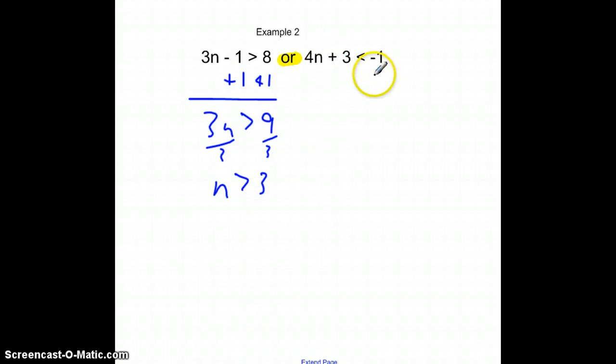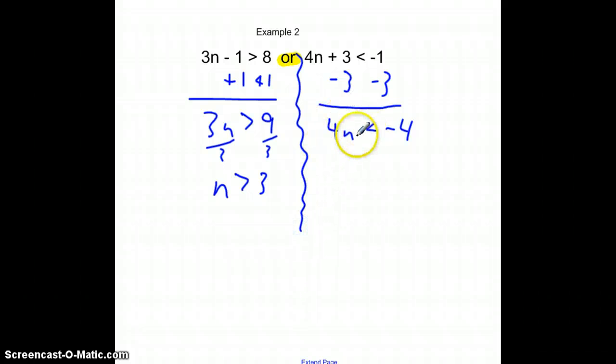Or we could have this one over here. Plus 1. Oh, sorry, I'm rushing here. You guys are all probably yelling at me at home, or just making sure you're paying attention. We should subtract 3. So we got 4n less than negative 4, just to separate those two. Here we'll divide by 4 to get our n all by itself. n less than negative 1.